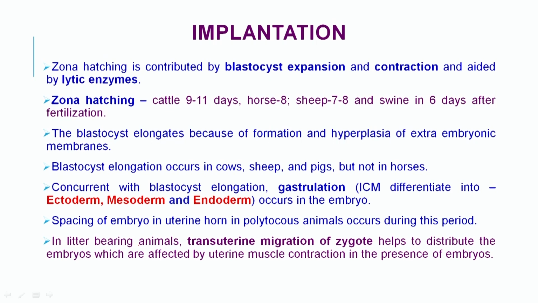In litter-bearing animals, transuterine migration of the zygote helps in the distribution of the embryos, which is affected by uterine muscle contraction in the presence of the embryos. So, this spacing of the embryos in different polytocous animals is very important for their proper growth and development of the fetus in the uterus.